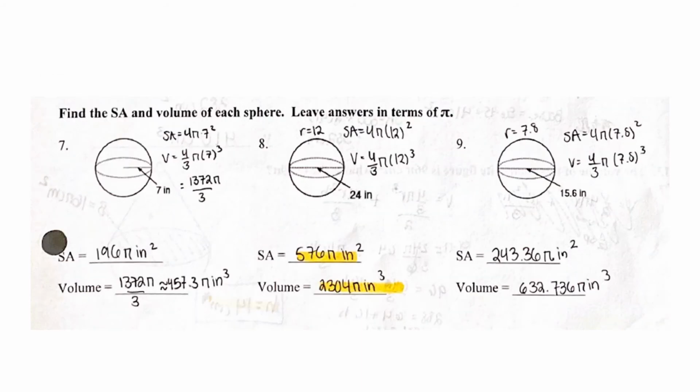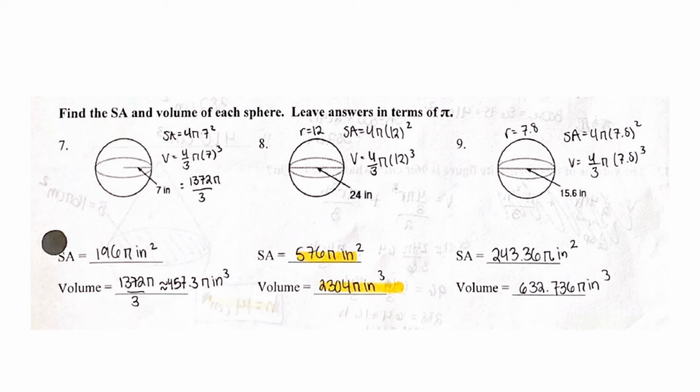Number 7, we're finding surface area and volume of spheres. So on number 7, we have a radius of 7. These should be pretty straightforward, right? 4 pi r squared, we get 196 pi inches squared. 4/3 pi r cubed. I got 1,372 divided by 3 pi. If you went ahead and plugged that fraction into your calculator, you would get something like 457.3 pi inches cubed. Don't forget to cube your radius, not square it.